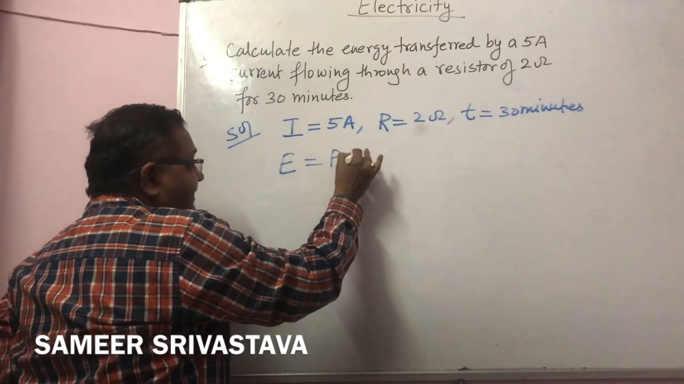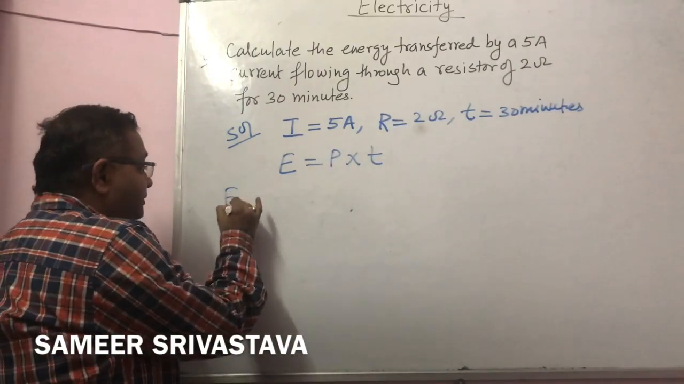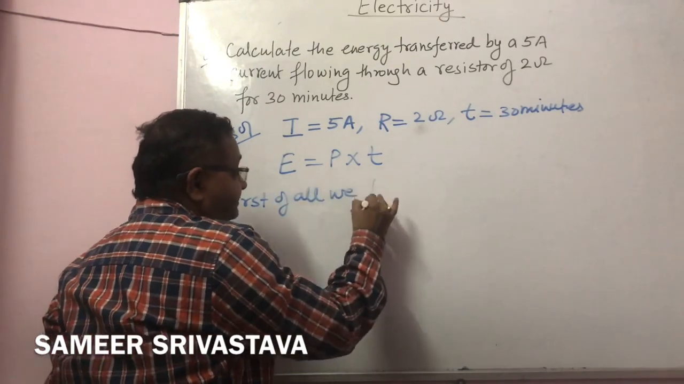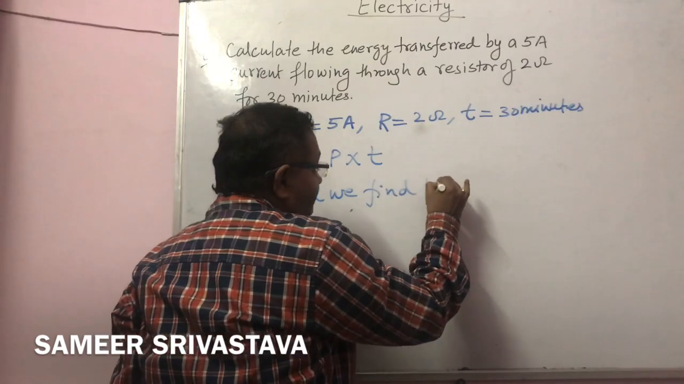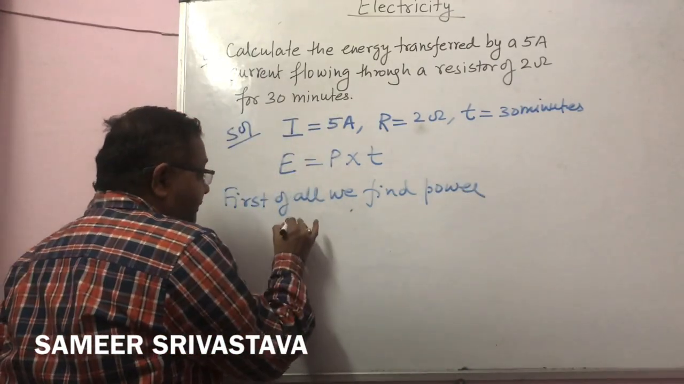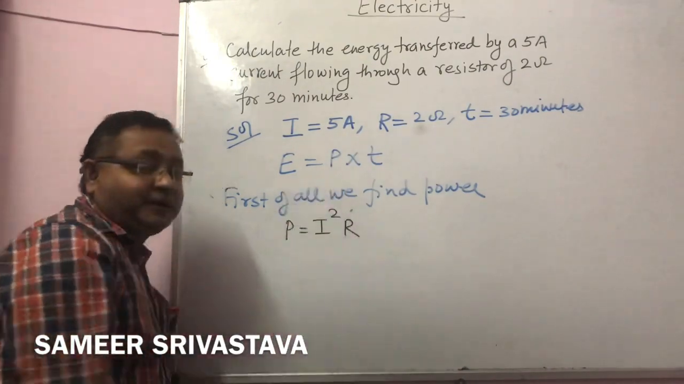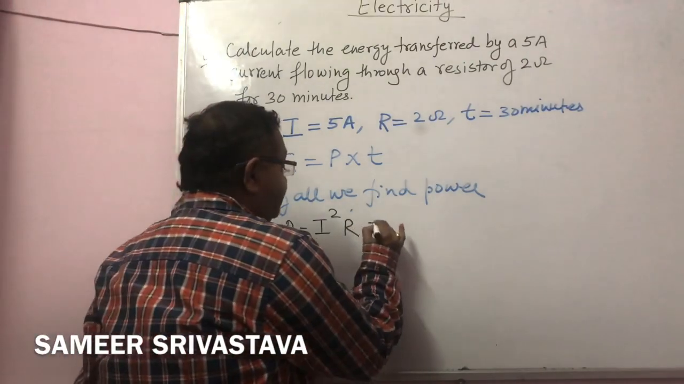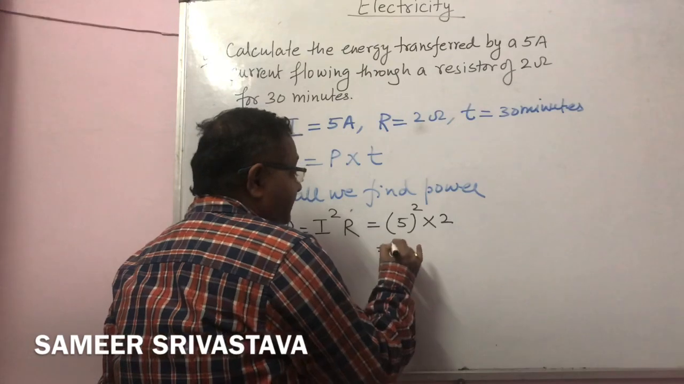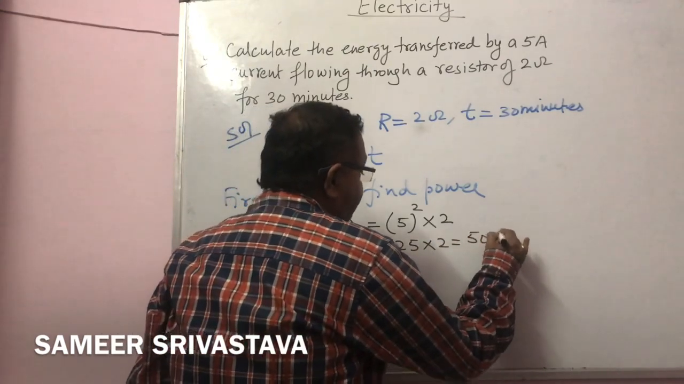Again we know that energy is power multiplied by time. Now first of all we find power. Right? How do we find the power? Power is equal to, current and resistance are given, so we apply the formula I square R. What is the value of I? That is 5 square multiplied by 2. That is 25 multiplied by 2, which is 50 watt.